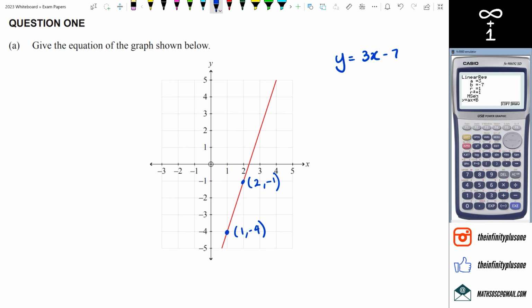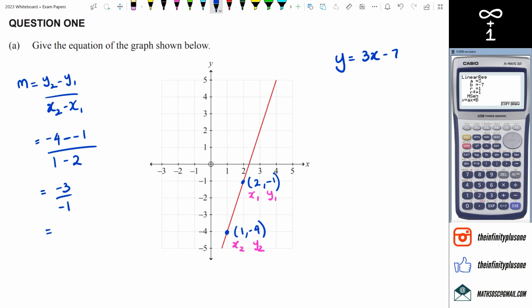Now, looking at this, we know that the gradient is change in y divided by change in x. It doesn't matter which order you go with. If I use this as x1 and y1, then this point here would be x2 and y2. It doesn't really matter which order you go in, as long as you keep those correct terms. So y2 in this case is -4 minus -1 divided by x2, which happens to be 1, and x1 happens to be 2.